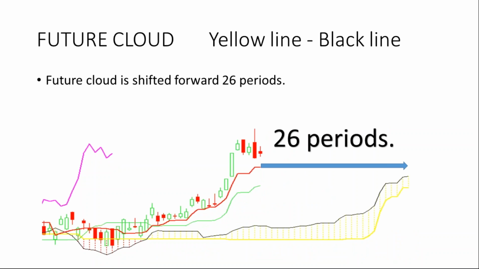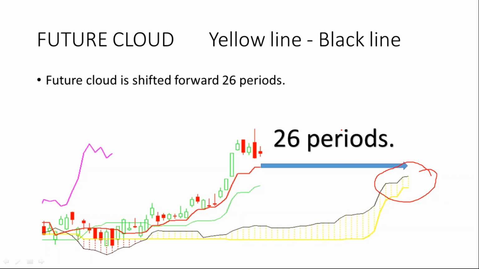So the future cloud, the second part of the most important part of Ichimoku, is the future cloud, which is this area, which is projected forward of the current price action. So when you set up your charts, you must allow space at the right-hand side of your screen so that it can actually fit the forward cloud in. Some charting packages don't project the forward cloud. Get rid of it and get one that actually does.